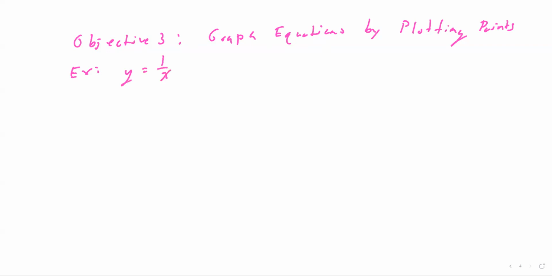Which will be to graph equations by plotting points. First example. Let's see what we got. This would be a great one. Y equals 1 over x.